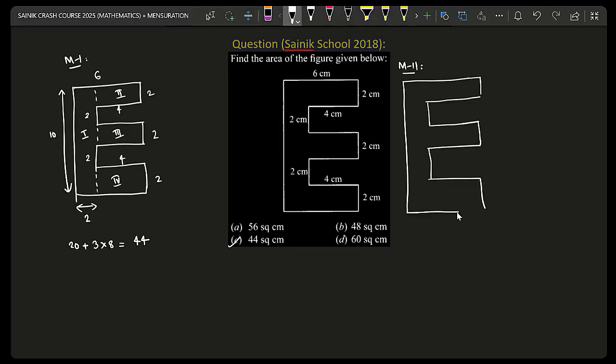Sir, first we have to find the total rectangle area and subtract the unshaded areas. That means you want to connect these two so that it becomes a rectangle. Yes, sir. What is the outer rectangle area? Sir, what is this total length?